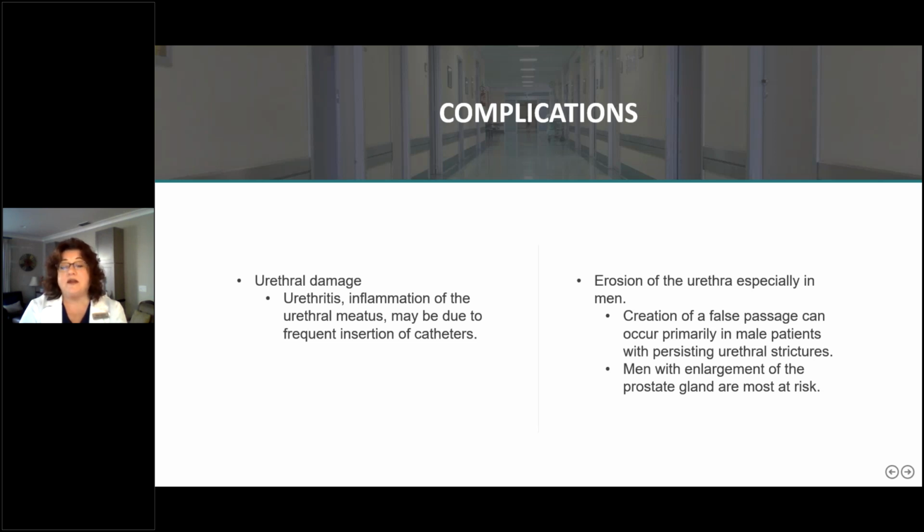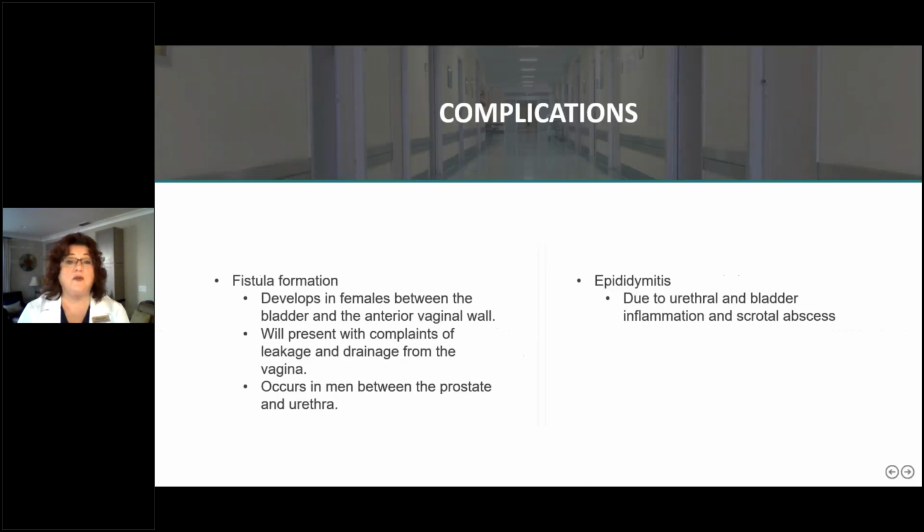Men with enlargement of the prostate gland are most at risk for that. As they're trying to catheterize, they create a whole new area to put that catheter through. Fistulas in females, and I've seen this too, where they get a fistula that's between the bladder and the anterior wall of the vagina. So they present with complaints of leakage and drainage from the vagina. Well, they have urine coming out the vagina. It's pretty disheartening for them. It occurs in men between the prostate and the urethra.